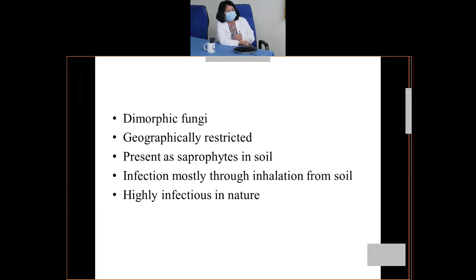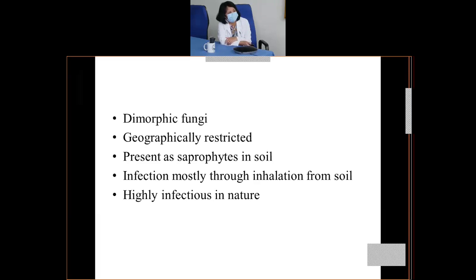What do you mean by dimorphic fungi? It means dual morphology. When they grow at 25 degrees centigrade, they appear as a hyphae form, and when they grow at 37 degrees centigrade or in the human body, they appear as a yeast form. Okay, so they are geographically restricted. It's just the opposite, sorry. When they are at 37 degrees centigrade, they are present in the form of yeast, and when they grow at 25 degrees centigrade, they are present in the form of hyphae.